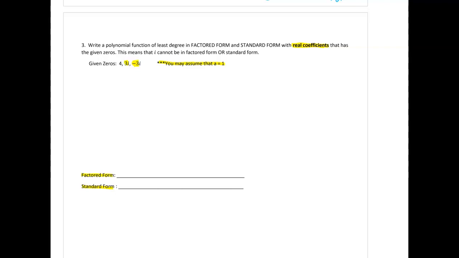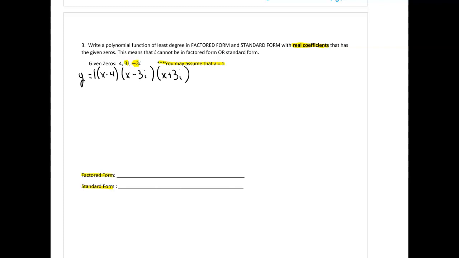So the factors or parentheses: the 4 gave me x minus 4. 3i came from x minus 3i, and the negative 3i came from x plus 3i. So this is great for factored form. I don't have to put an a in there. I can go ahead and put that 1 in there. But the directions say only real coefficients. Coefficients are the numbers that are hanging out in front of the variable. So the 3i's are the big issue.